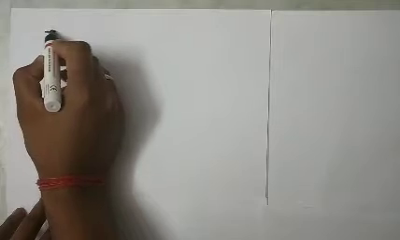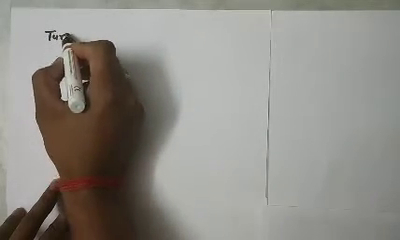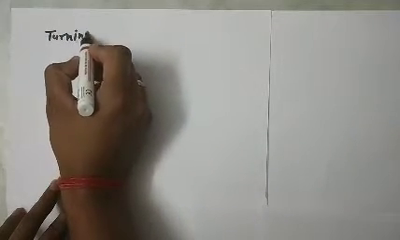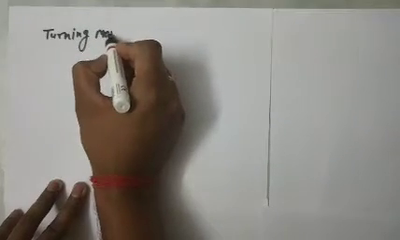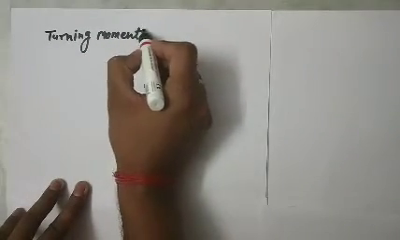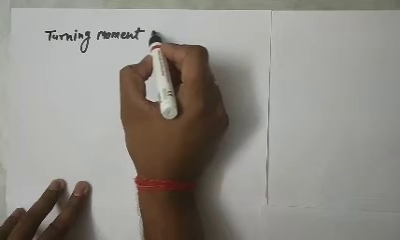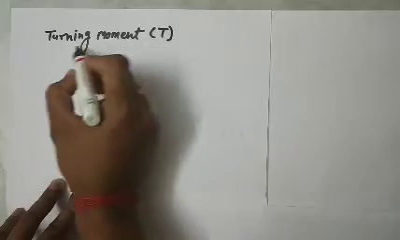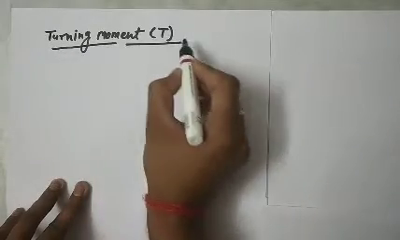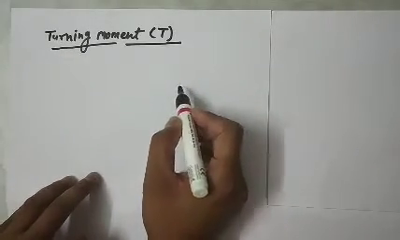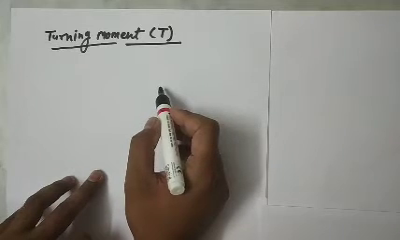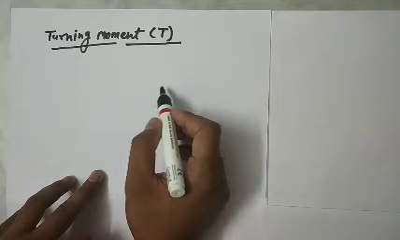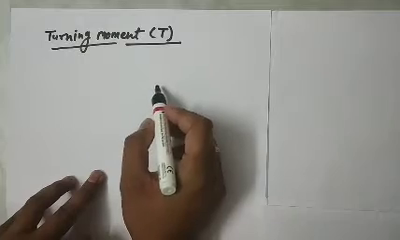In this lecture, we are going to derive a relation for the turning moment or torque applied on the shaft. In the previous lecture, we had considered arc BB dash on the cross section of the shaft.